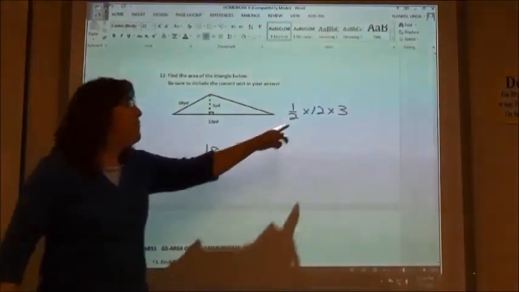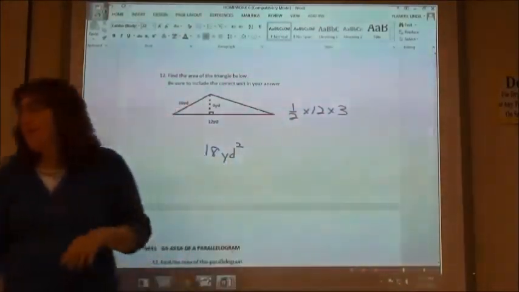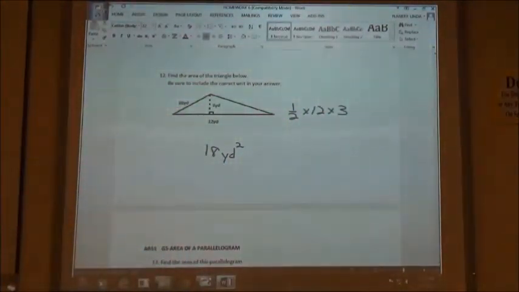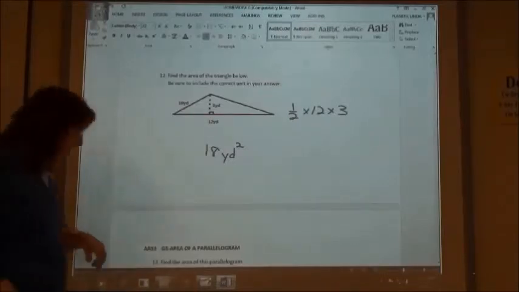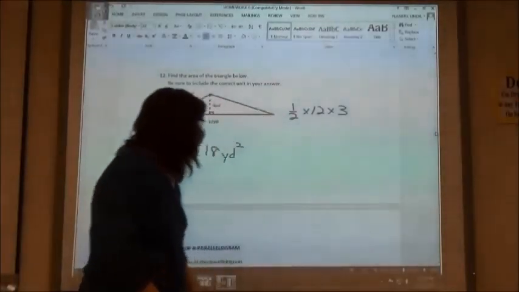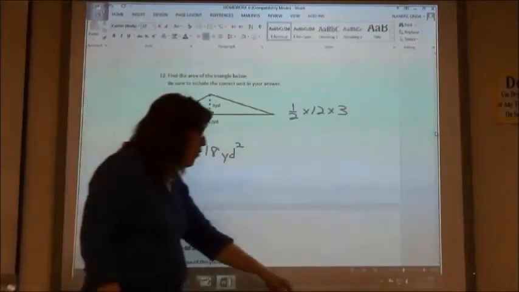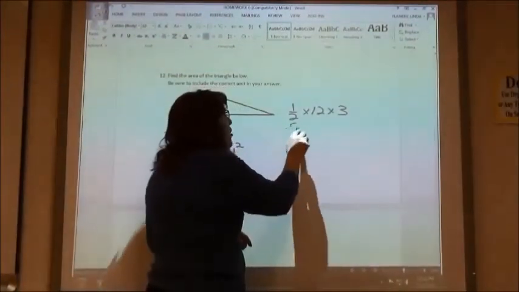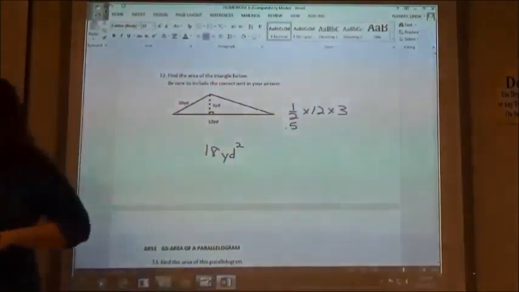Now, if you happen to have both odd numbers there, you're going to end up with a decimal answer. It'll be okay. If you can't do half of 12, or if it was 13 instead of 12, it wouldn't come out nice and even. So, either 1/2, or if you're going to punch it into your calculator, 0.5 is a good conversion for the 1/2.